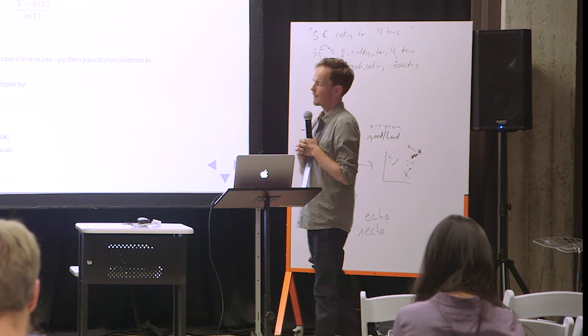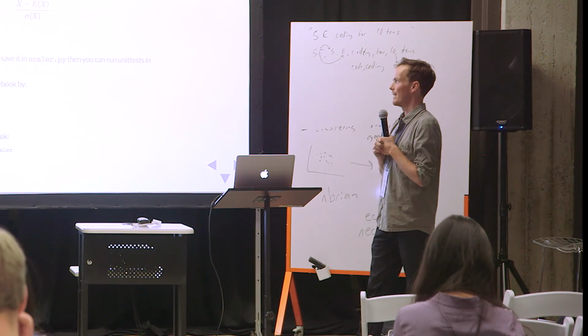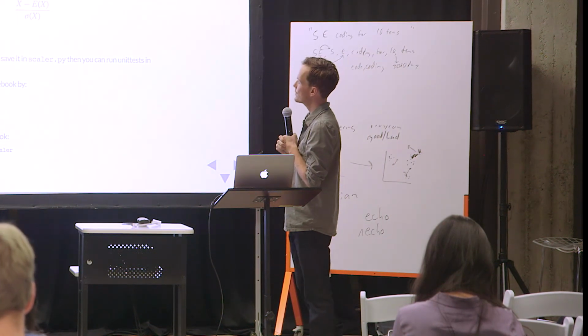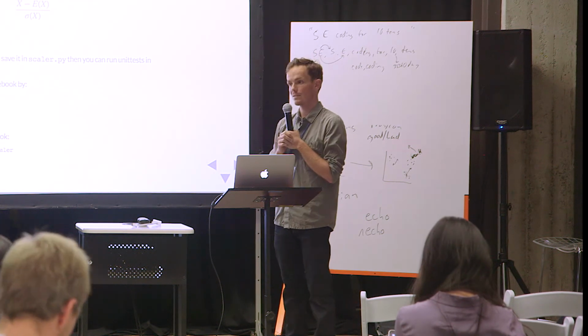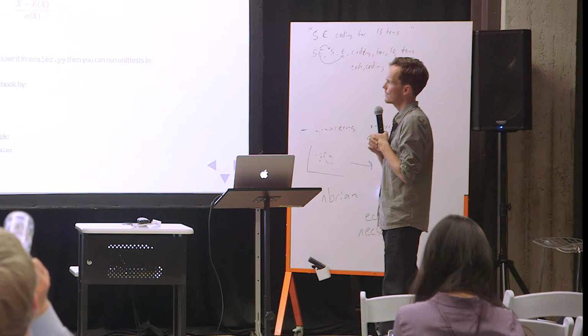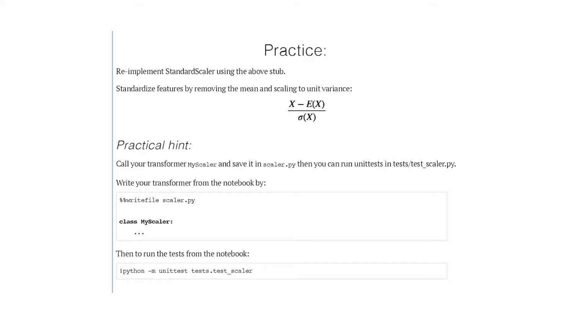Okay, so I'm gonna give you guys a few minutes and I'll be available to answer questions. If you want to follow along here to re-implement this standard scaler. So I just described it, but there's also some mathematical notation here that should help you remember what it does. The idea is we want to take our feature and remove the mean and scale it to unit variance. np.mean and np.std are the two NumPy functions that you would need to implement this.